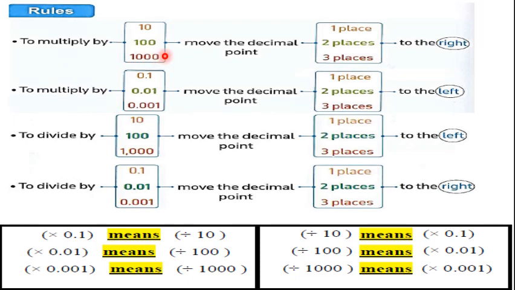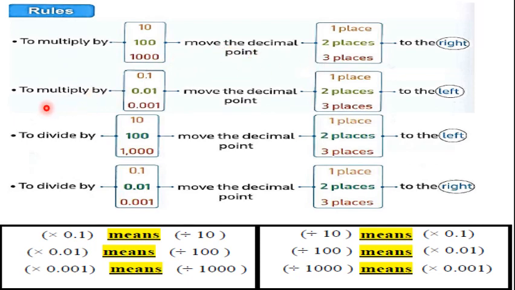If I have any number times 10 or 100 or 1000, first I will move the decimal point to the right. If I multiply the number by 10, I will move the decimal point one place to the right. For 100, I will move the decimal point 2 places to the right. If I want to multiply by 1000, I will move the decimal point 3 places to the right.